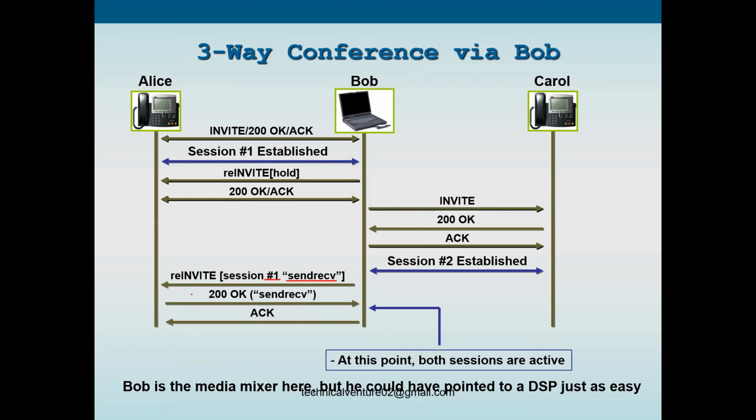So after that re-invite, there will be a 200 OK message from Alice to Bob, with send and receive from the Alice side as well, and then Bob will acknowledge. Now in this example, Bob is the media mixer, but he could have pointed to a DSP. We can put the DSP as well, but as of now, Bob is the media mixer here.